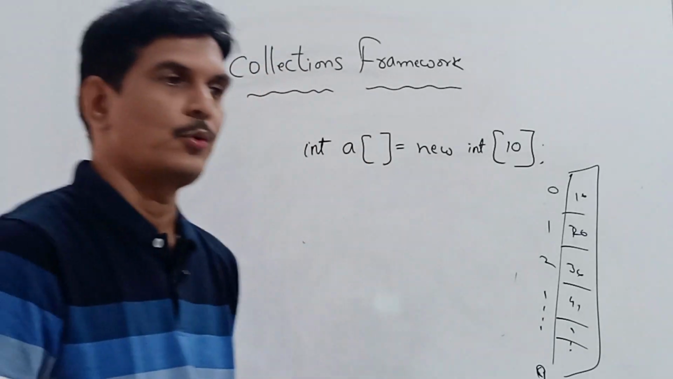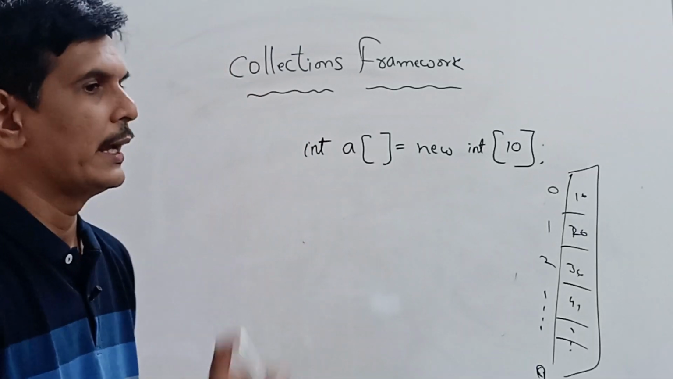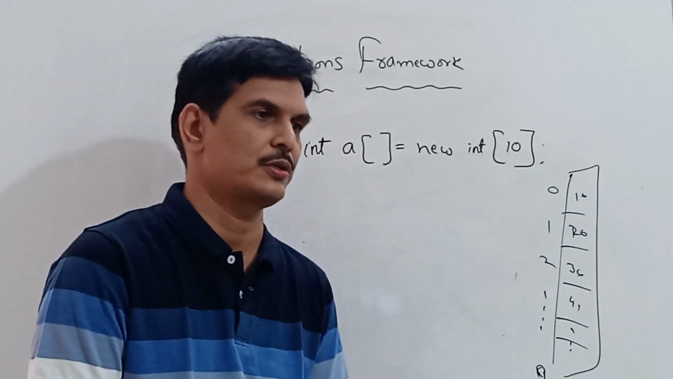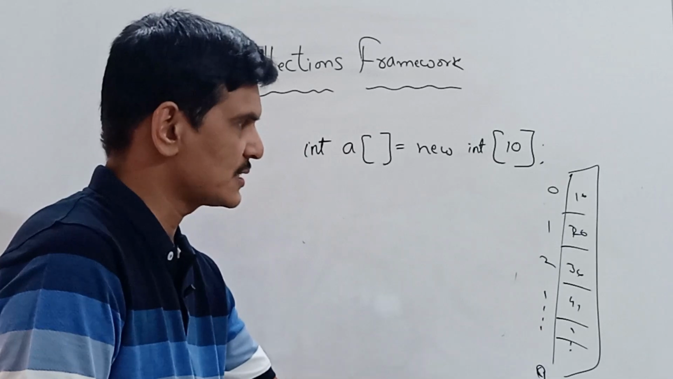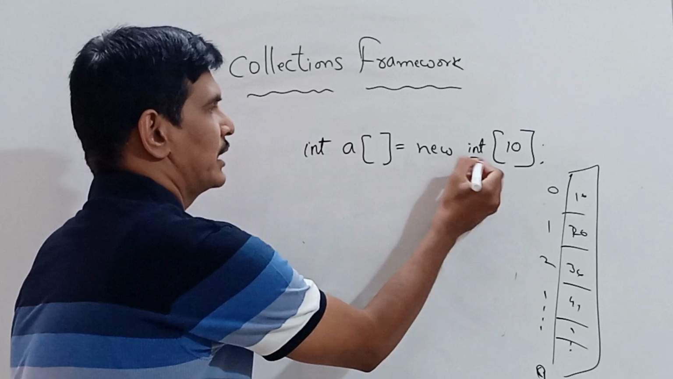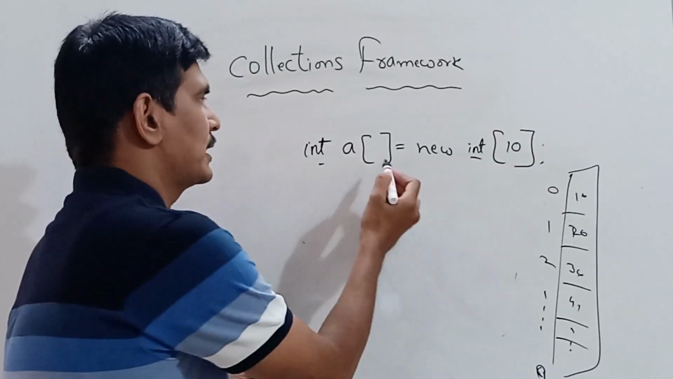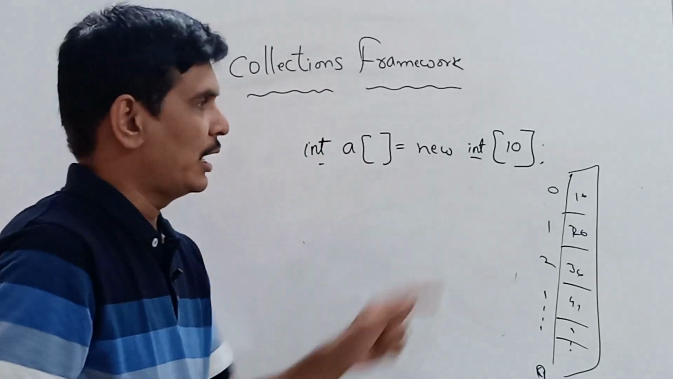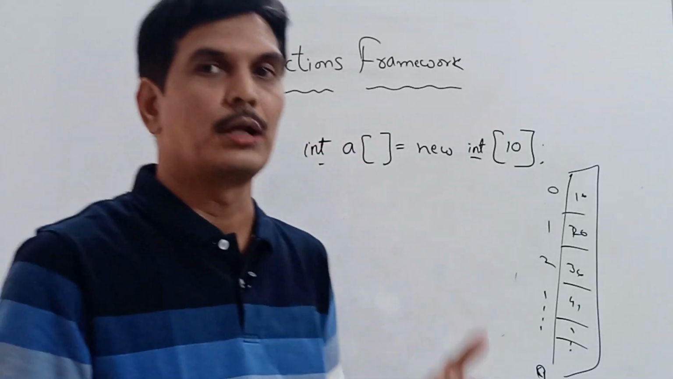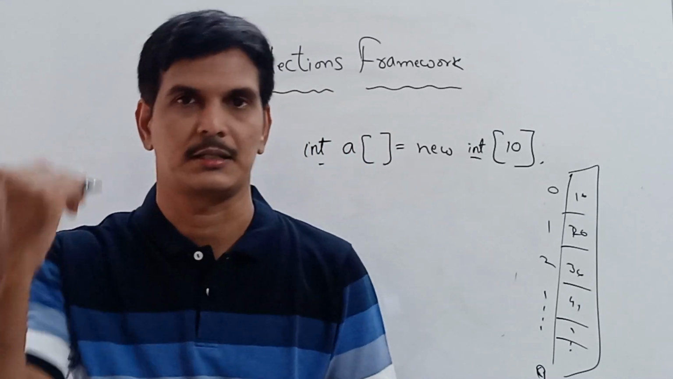In this array concept, what is the problem? When I create an array like this, in the array we can store homogeneous data only. What does homogeneous data mean? We can store only the same group of elements, the same kind of elements. That means if the array is defined with the integer type, I can store only numbers in that. Suppose I create this array with the string type, I can store only strings in that. So the array will allow us to store only homogeneous data, meaning the same kind of data.